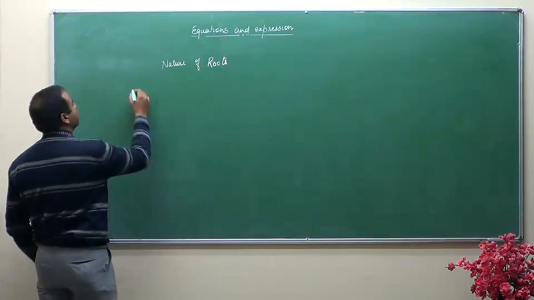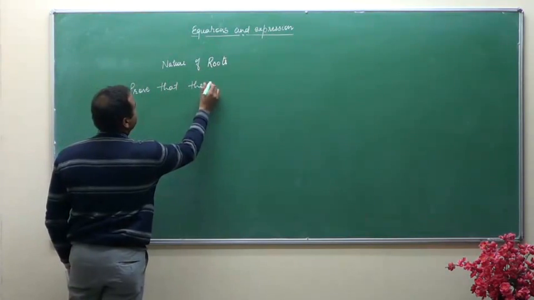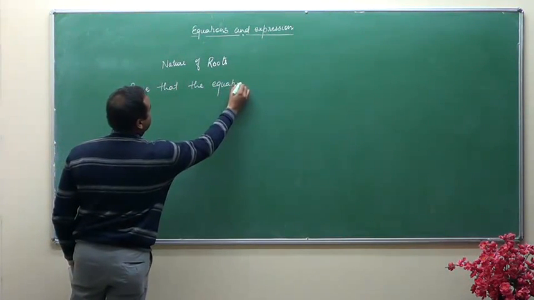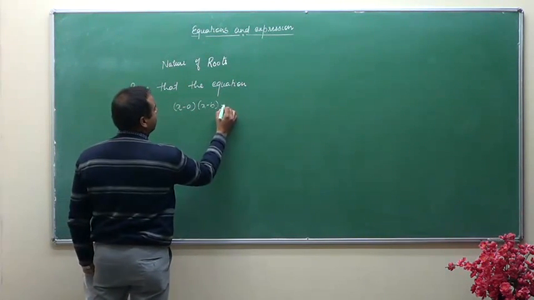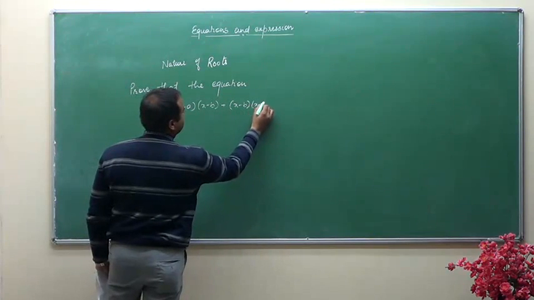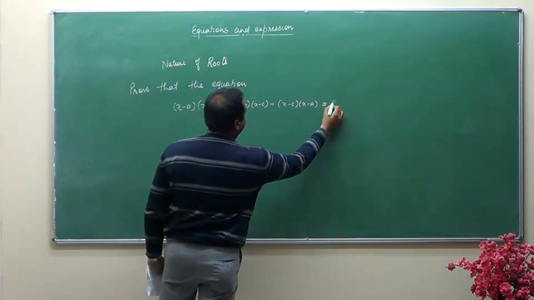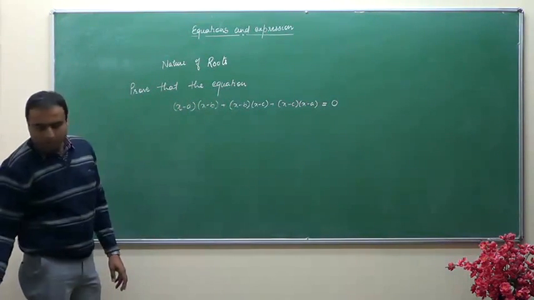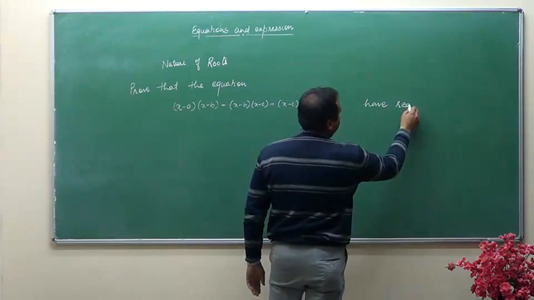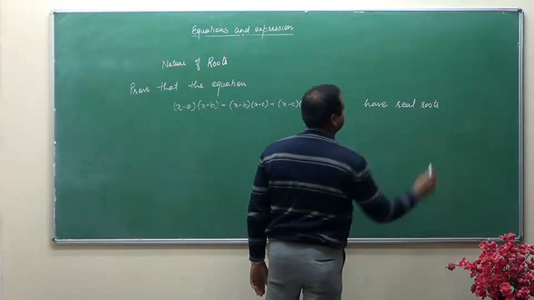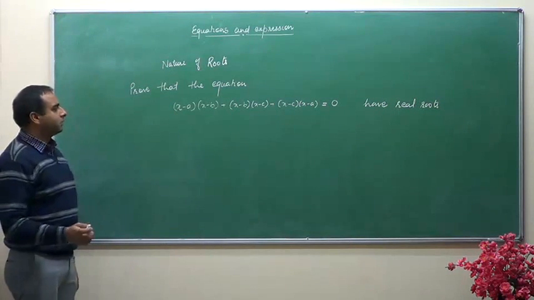The first question: prove that the equation (x minus a)(x minus b) plus (x minus b)(x minus c) plus (x minus c)(x minus a) equals 0 has real roots. We have to prove that this equation has real roots.